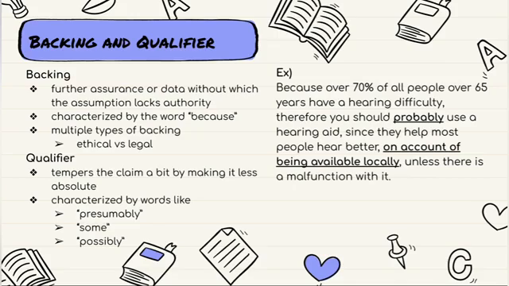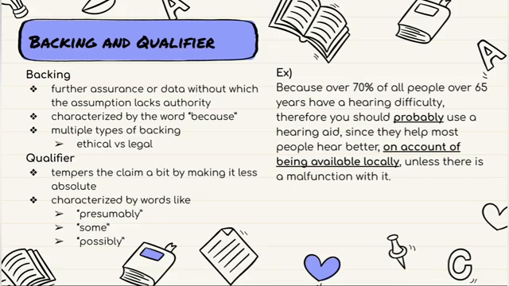The qualifier opens up the possibility of alternative or counter instances that may show that the claim may not be true in all circumstances. In other words, it opens the door for reservation. The writer may do this by using words like presumably and possibly to display uncertainty. To help you further understand both backing and qualifier, I have provided an example on the right side.